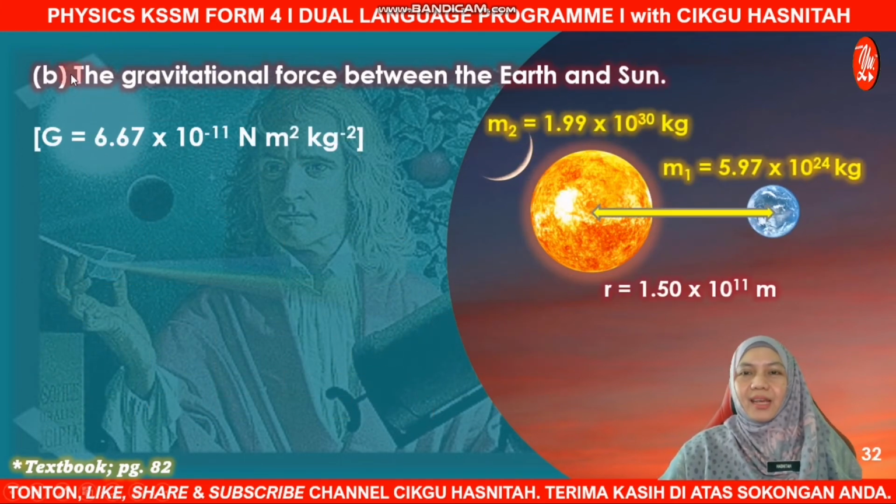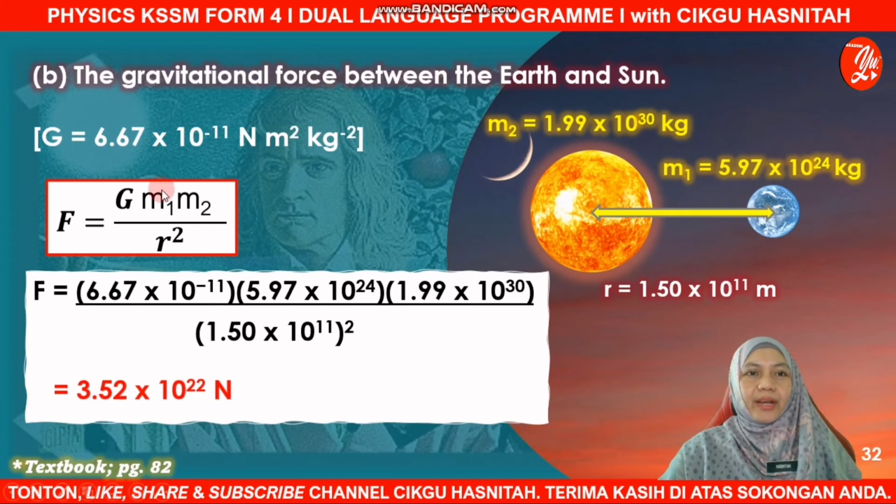Now let's check on B. For question B, this is the diagram. You have to find the gravitational force between the Earth and the Sun. Again, we apply F equals G M1 M2 divided by R squared. So this is the gravitational constant, the mass of Earth, the mass of the Sun, and this is the distance between the centers of both, R squared. So you will get F equal to 3.52 times 10 to the power of 22 Newton.